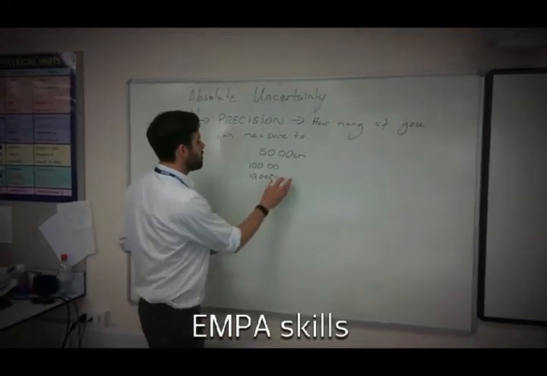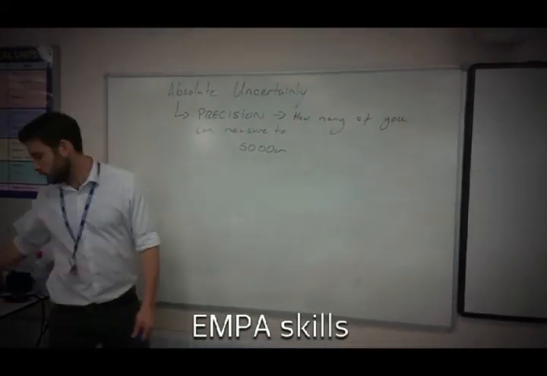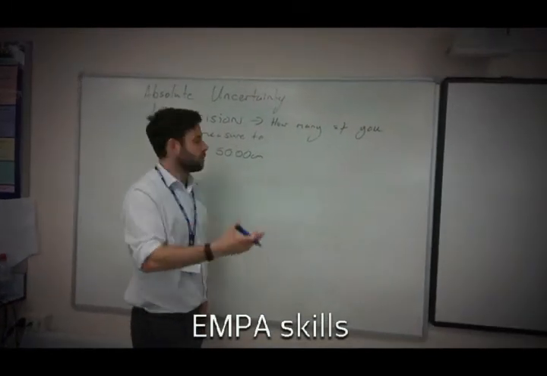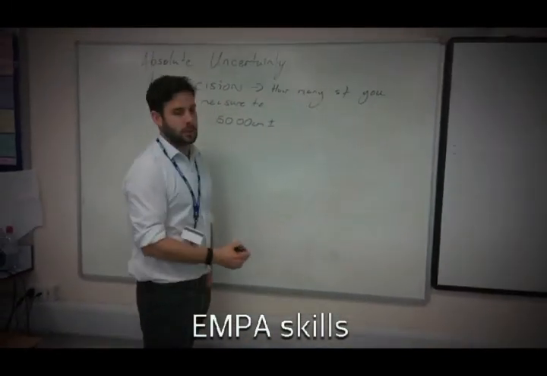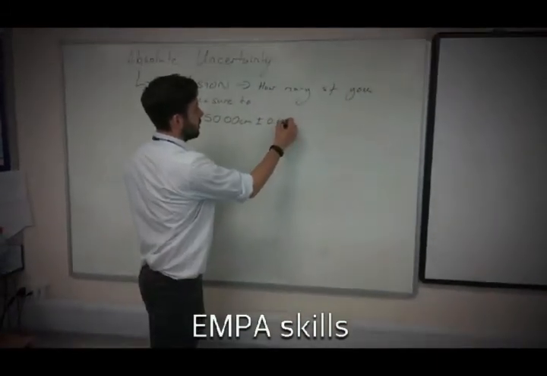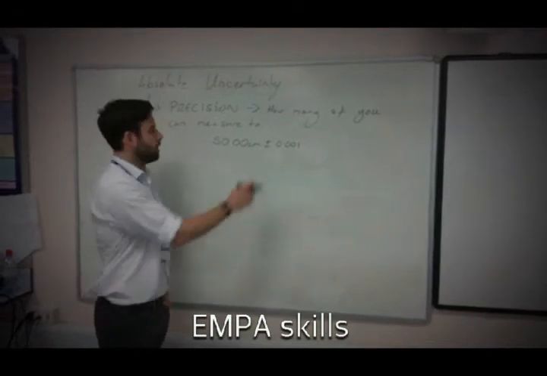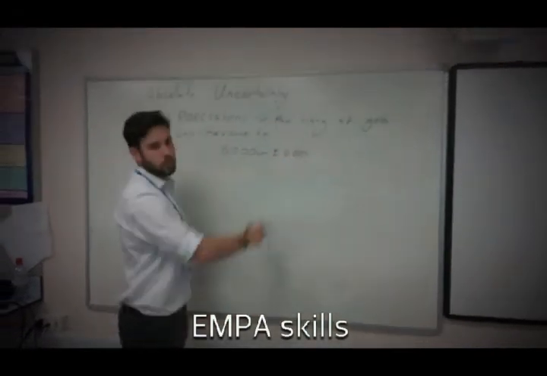And so therefore, when we measure on a meter ruler, we need to measure to the nearest millimetre. That we can measure to the nearest millimetre. So our precision is the nearest millimetre. We would write it as 50 centimetres plus or minus 1 millimetre.